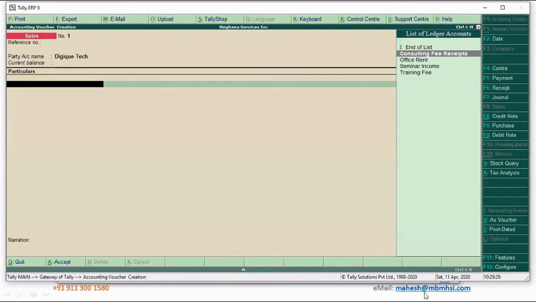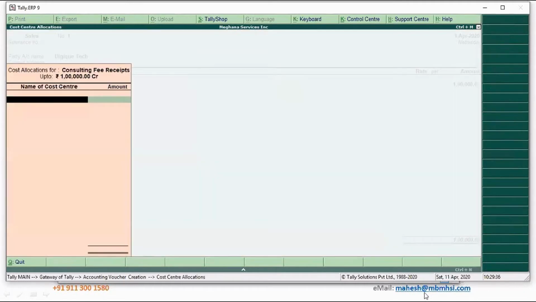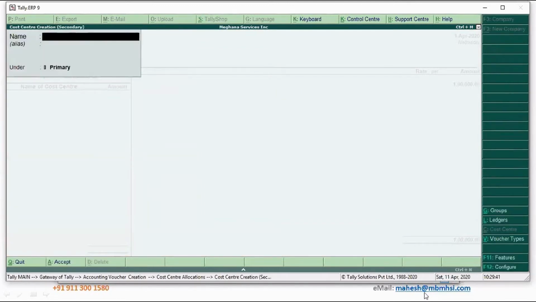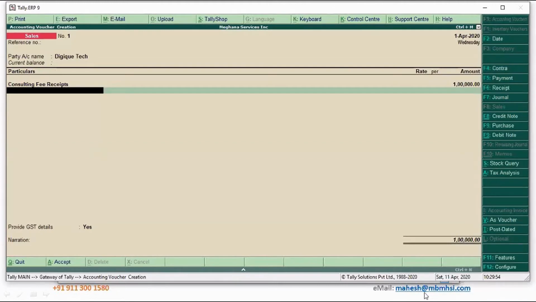Here I could say for what am I billing? Consulting fee receipts, 1 lakh rupees. So here I could specify the cost center. Currently I do not have any cost center. I am just taking the cost center saying project COVID-19. Okay, against this I have given the consulting service to Digitech.